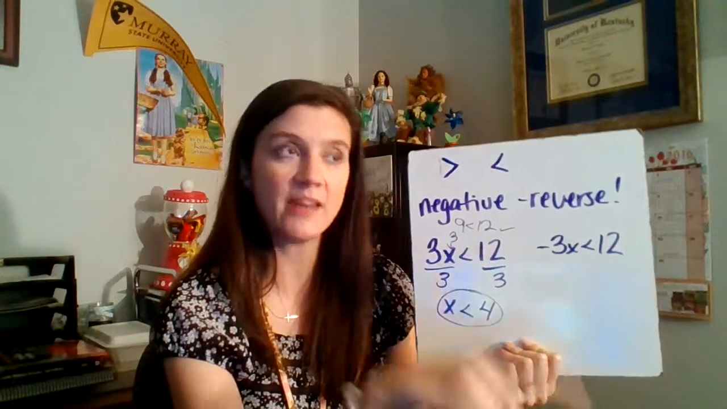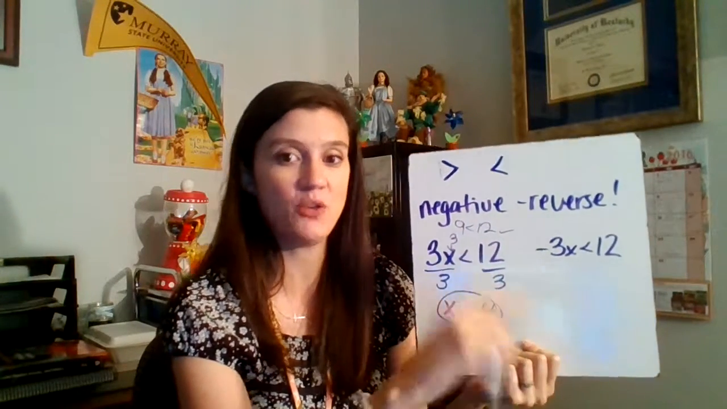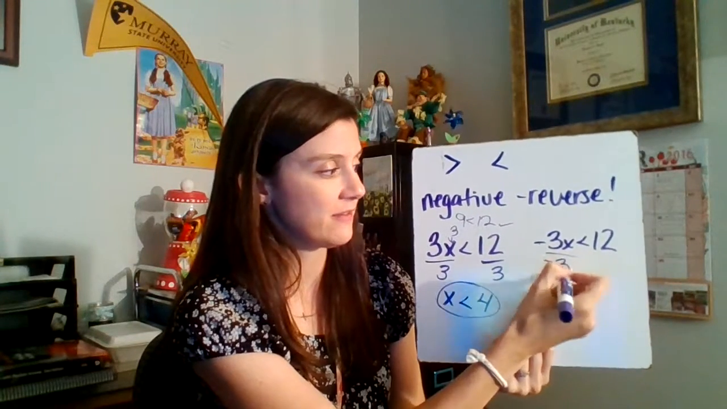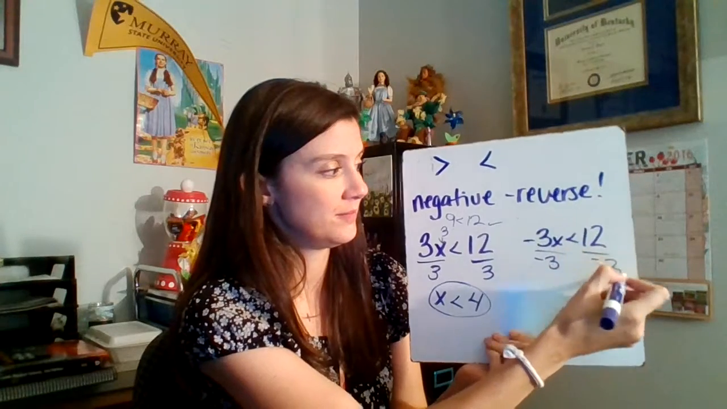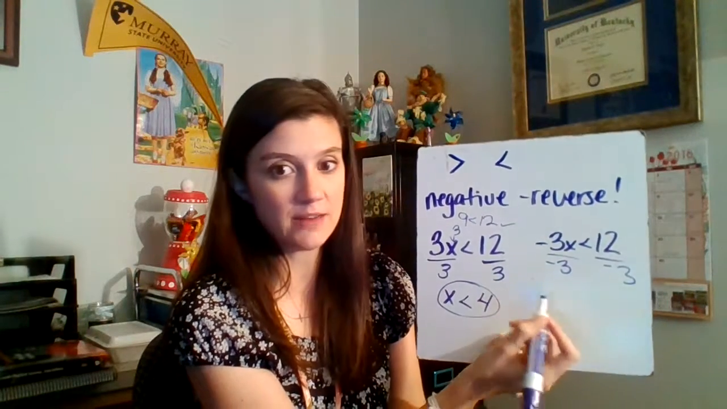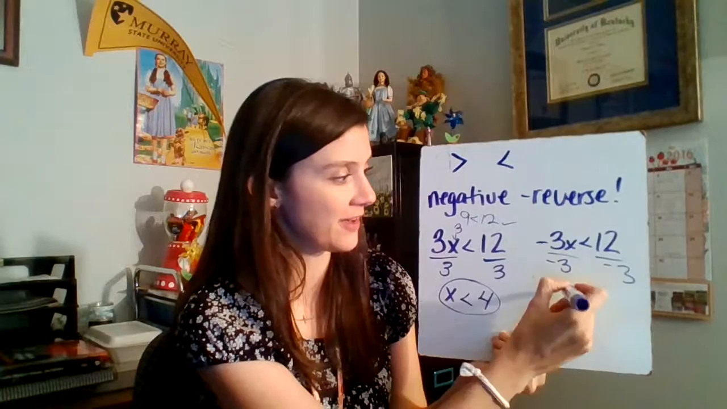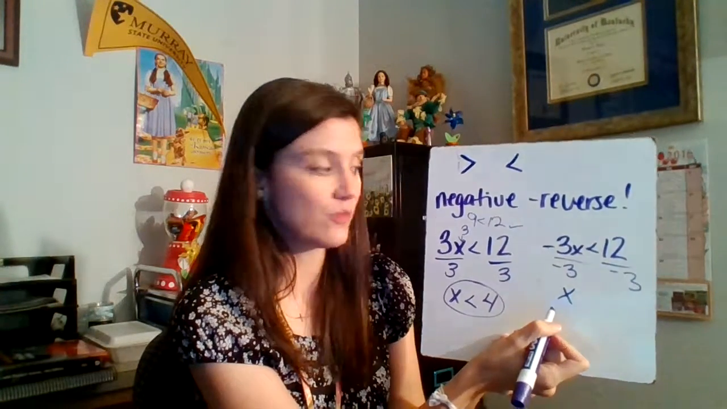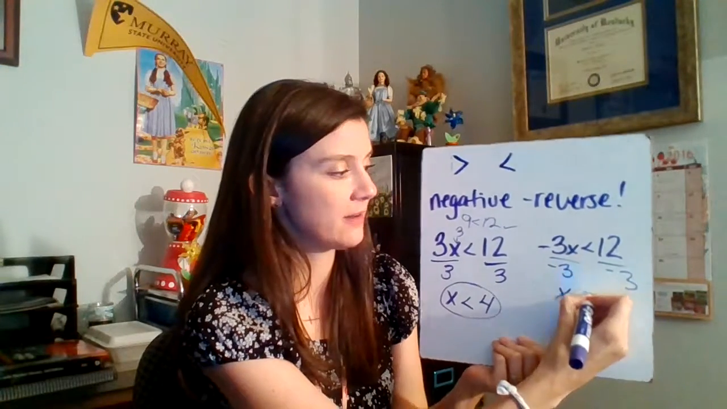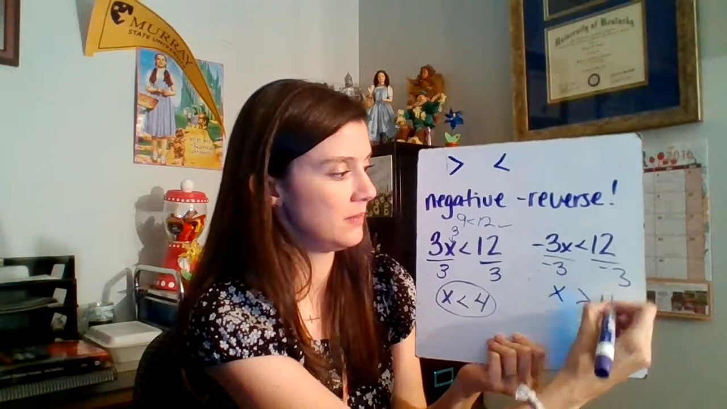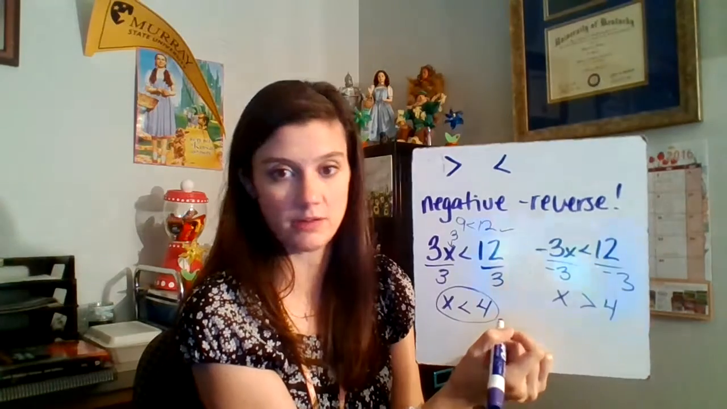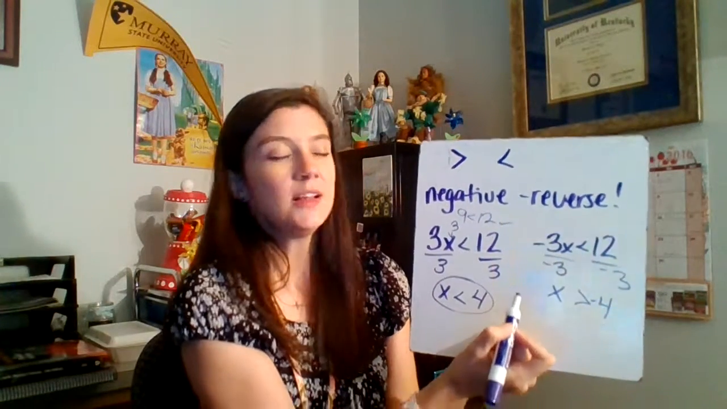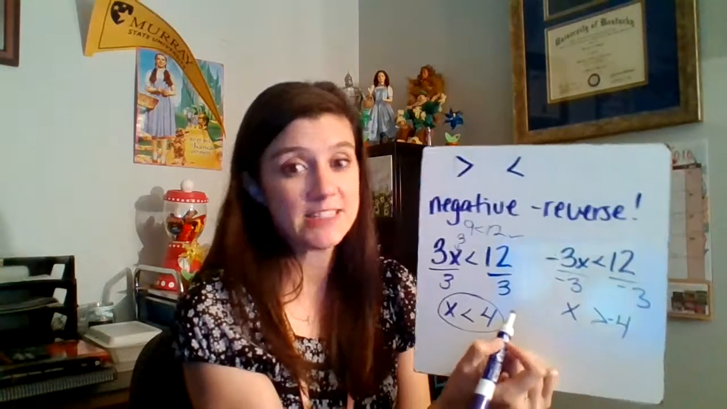Now, like I was saying before, if you multiply or divide by a negative number, you have to flip or reverse the symbol. So here we're dividing by a negative 3. Negative 3 divided by negative 3, again, is just 1, so you're left with the x. 12 divided by negative 3 is 4. But again, flip the symbol. X is greater than 4. Or negative 4, I'm sorry guys. 12 divided by negative 3 is negative 4.